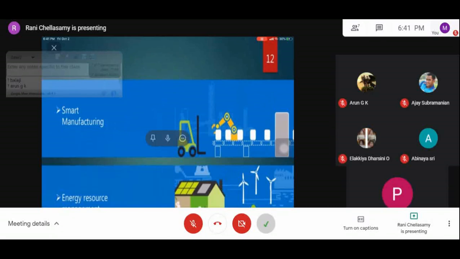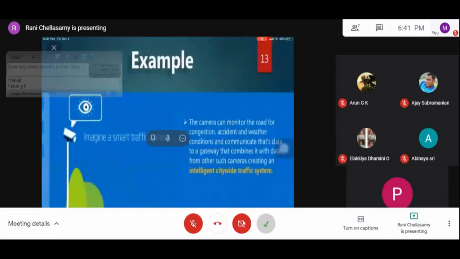Okay, and imagine a smart traffic camera. The camera can monitor the road for congestion, accidents, and weather conditions, and communicate the data to a gateway that combines it with the data from other such cameras, creating an intelligent citywide traffic system. So in order to avoid such accidents, you can go with this smart traffic camera.